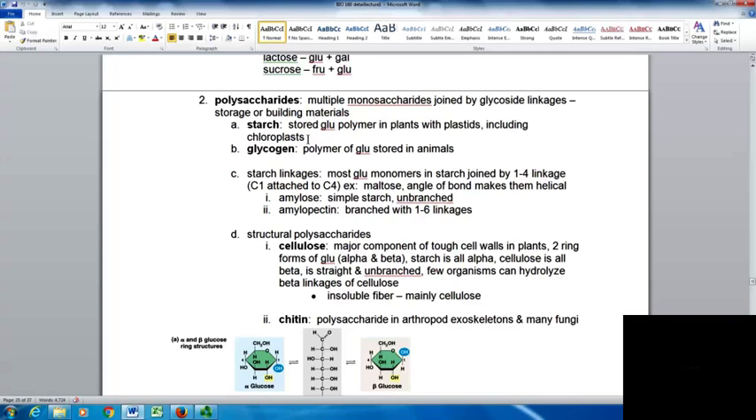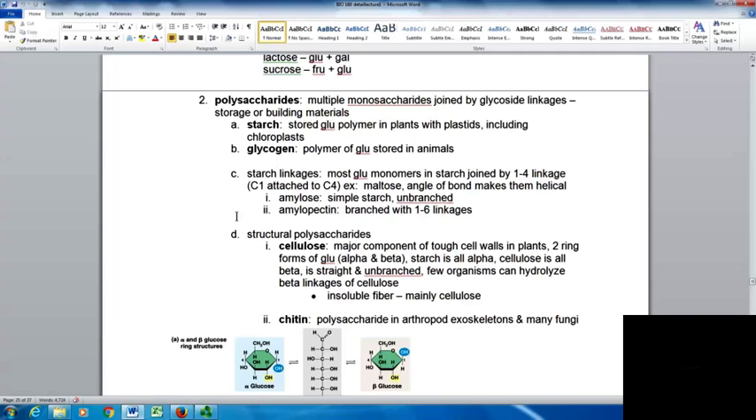An example of a plant with a lot of starch would be something like a potato. Glycogen is the glucose polymer that is stored in animals. So this is what we would have stored in our muscle and liver that can be broken down into sugar.